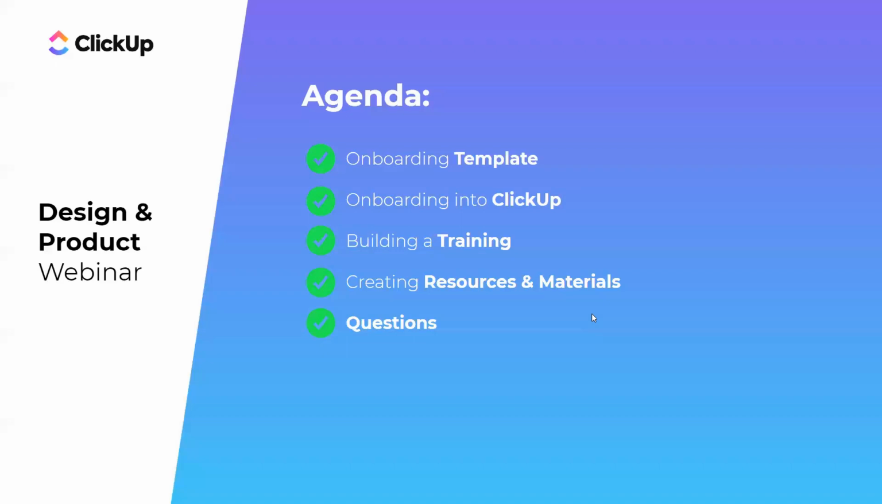So our agenda for today, we're going to go through the onboarding template. That's a template that you can download and use straight away. That's kind of set up for you. Then we'll talk through what it looks like to onboard someone into ClickUp. So if you have a new staff member, what resources are available to have them trained in ClickUp so they're ready to go. And then we'll dive into building a more complete training for anything on ClickUp, or alternatively just creating resources and materials on ClickUp for people in your company to use, et cetera, et cetera.